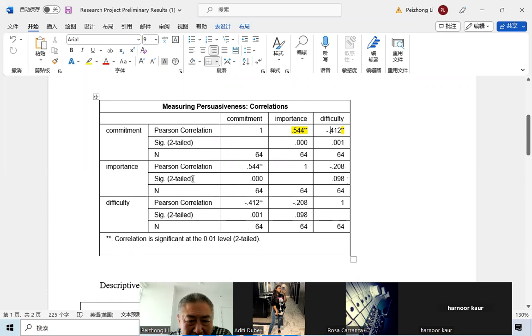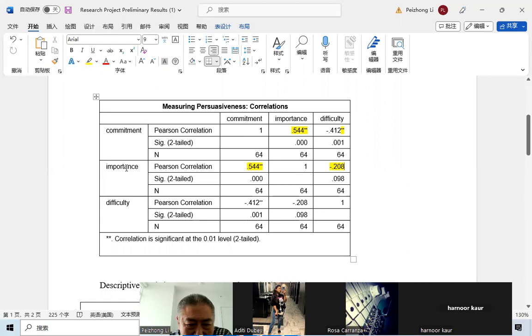And then if you look at importance, this is a good sign. Importance is highly related with commitment. So these two numbers are the same, the positive 0.544. Why? Because they have the same correlation between these two variables. But importance has a weaker correlation with difficulty. Weaker. Anybody can tell me, is this significant?